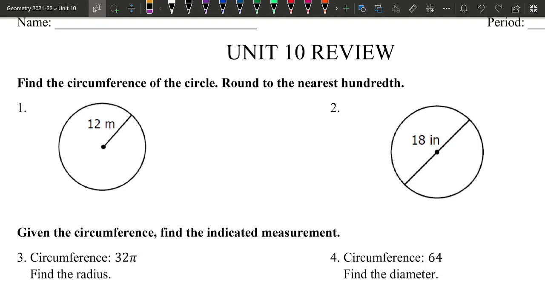All right, the first two instructions say to find the circumference. So at the bottom of your formula sheet, you should have written the formulas for circumference. There's two of them. And I see a number one, you're given the radius. So if this is the radius, then you want to use C equals 2 pi r. It's your formula for circumference using a radius. And we know that the radius, r, is 12.